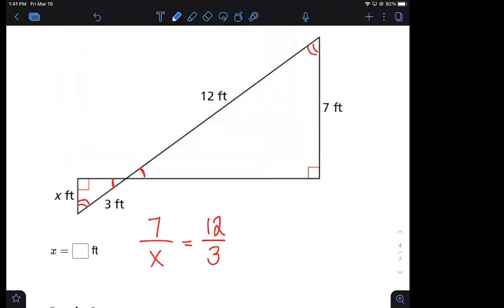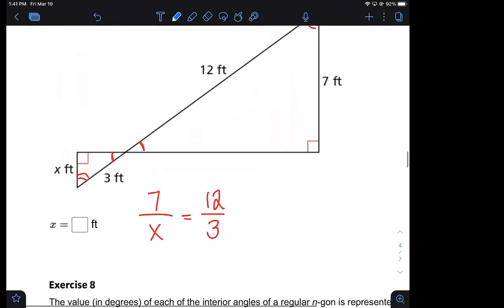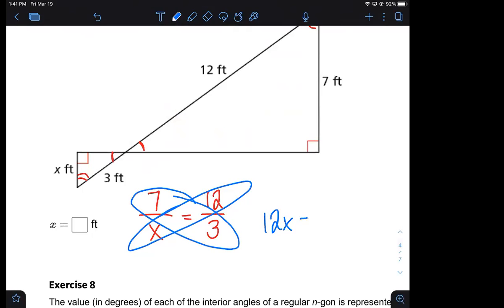Okay, so it's not the only proportion you could write, but however you write it, the 12 and X should be diagonal from each other. So let's go ahead and multiply those. Haven't heard from Jace yet. Jace, what's 12 times X? And what's 7 times 3? And what's 21 divided by 12?